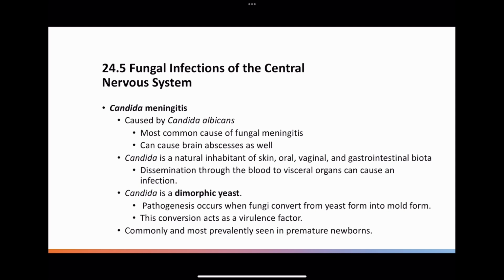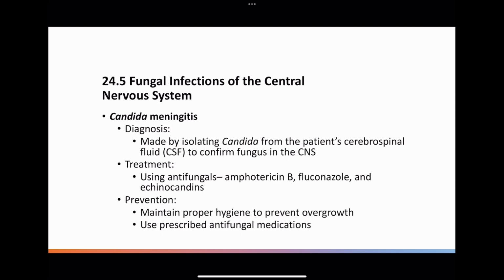Candida is a dimorphic yeast, which means its pathogenesis occurs when the fungi converts from its yeast form into its mold form, and this conversion acts as its virulence factor. This is commonly and most prevalently seen in premature newborns. To diagnose Candida meningitis, we isolate Candida from the patient's cerebrospinal fluid in order to confirm the presence of the fungus in the central nervous system.